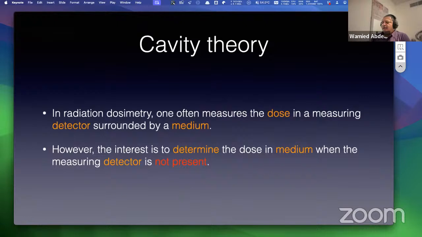However, when other dosimeters are used, usually we measure the dose in the dosimeter, and then we need somehow to calculate or to predict what would be the dose in the medium when the dosimeter is not present. So our interest is to measure the dose in the medium when this measuring detector is not present.